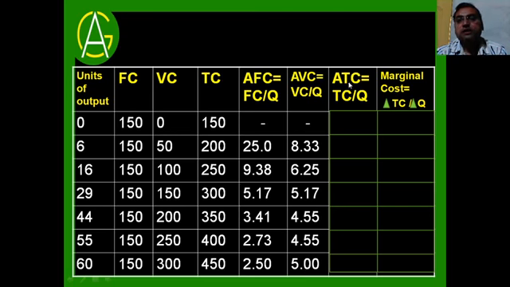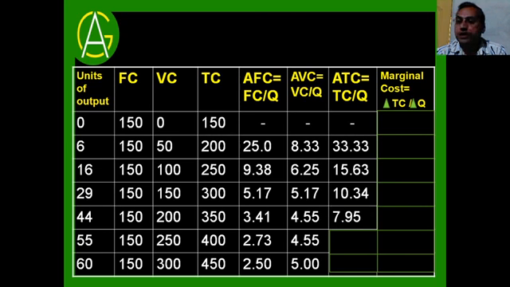And then comes average total cost. Average total cost, again, is total cost divided by quantity. Total cost is given here as 150 divided by quantity 0, the answer will be nothing, that is a dash. Then total cost 200 divided by 6, that is 33.33, then 15.63, then 300 divided by 29, it is 10.34, then 7.95, 7.27, and then 7.50. So these are all the average total cost.